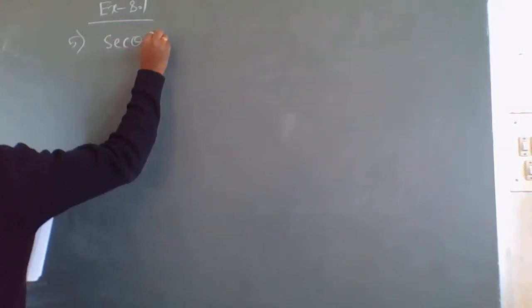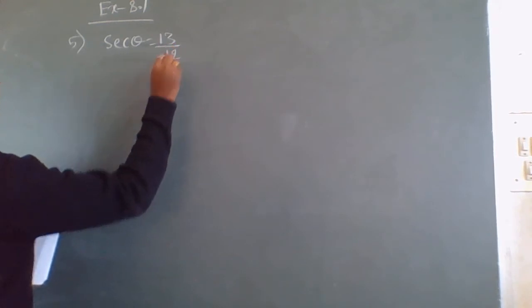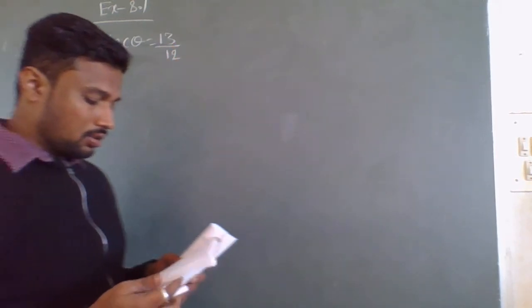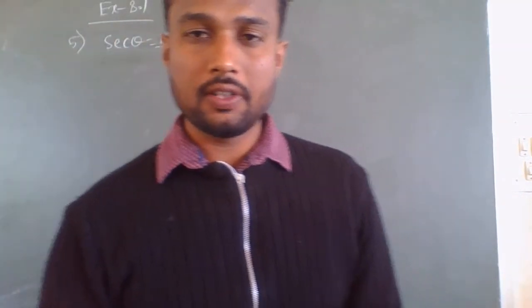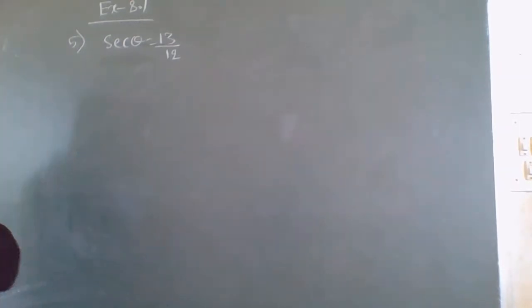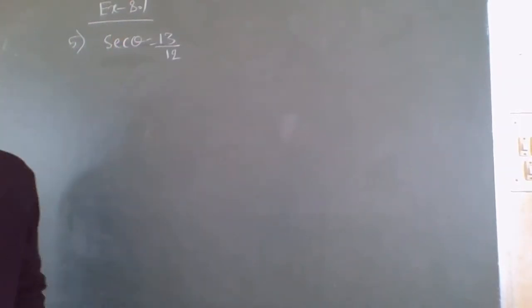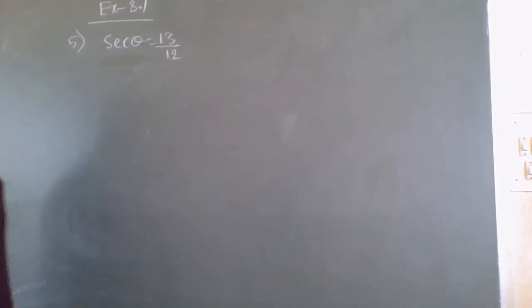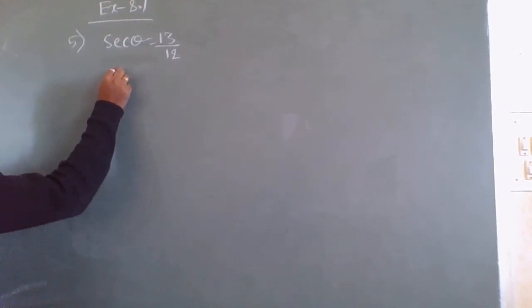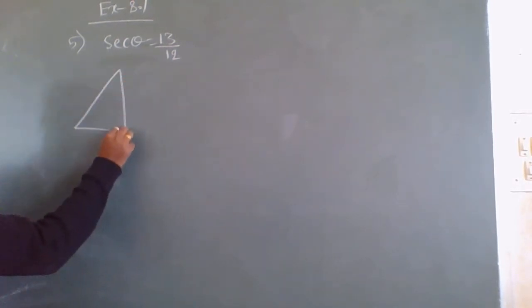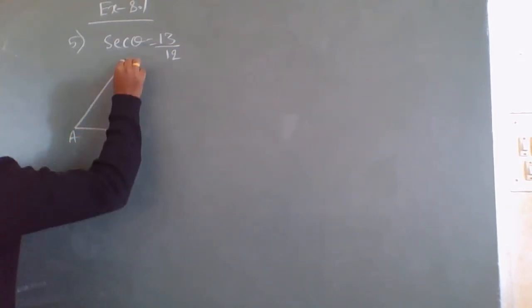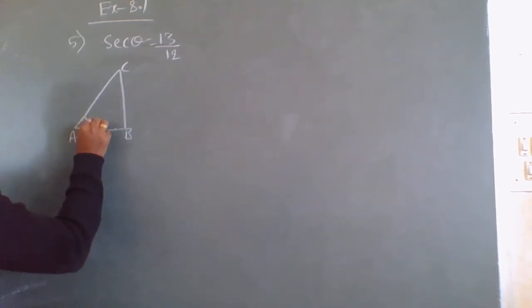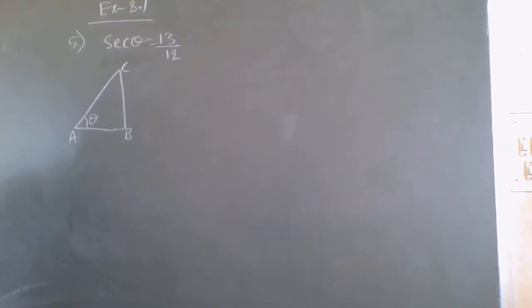Sec theta is equal to 13 by 12. We have to calculate all the other trigonometric ratios. So for this, first I will consider one triangle, and I will name it as ABC, and I will consider this angle A as theta.